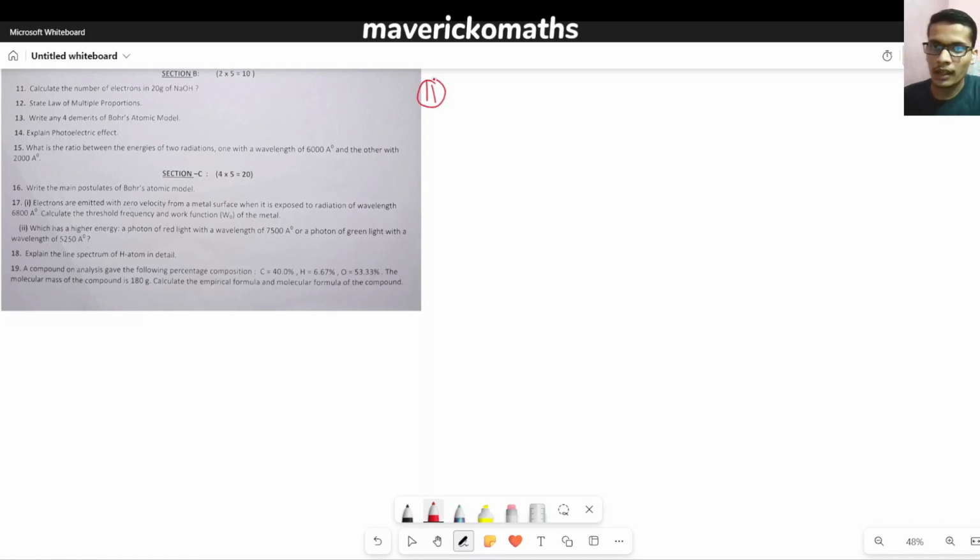Calculate the number of electrons in 20 grams of NaOH. So simple it is. See, firstly we need to know the molecular mass of NaOH. Then we will find the moles. So NaOH, it will be 23 plus 16 plus 1, which will be equal to 40. 40 grams is the molecular mass of NaOH, and we are given the mass as 20 grams.